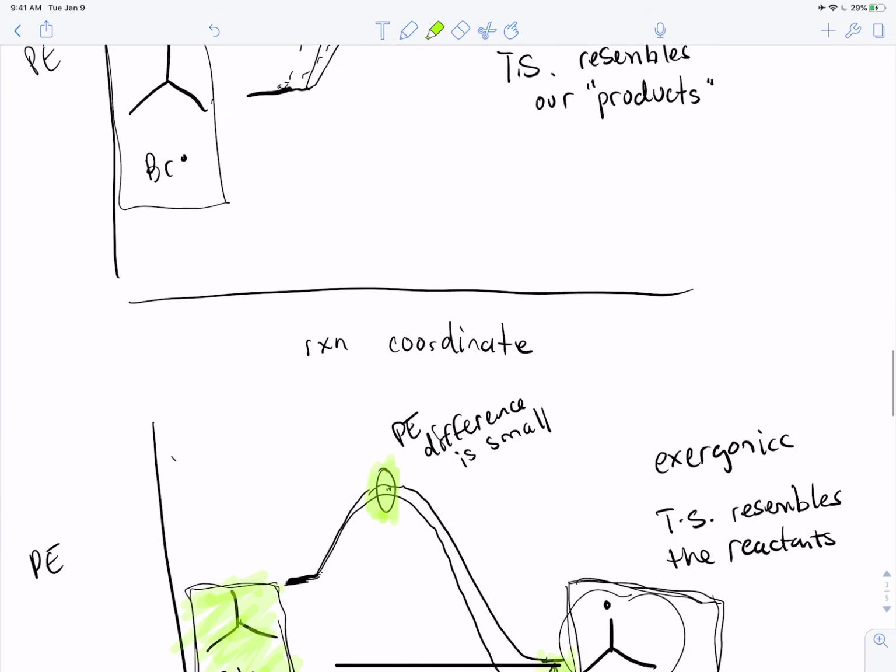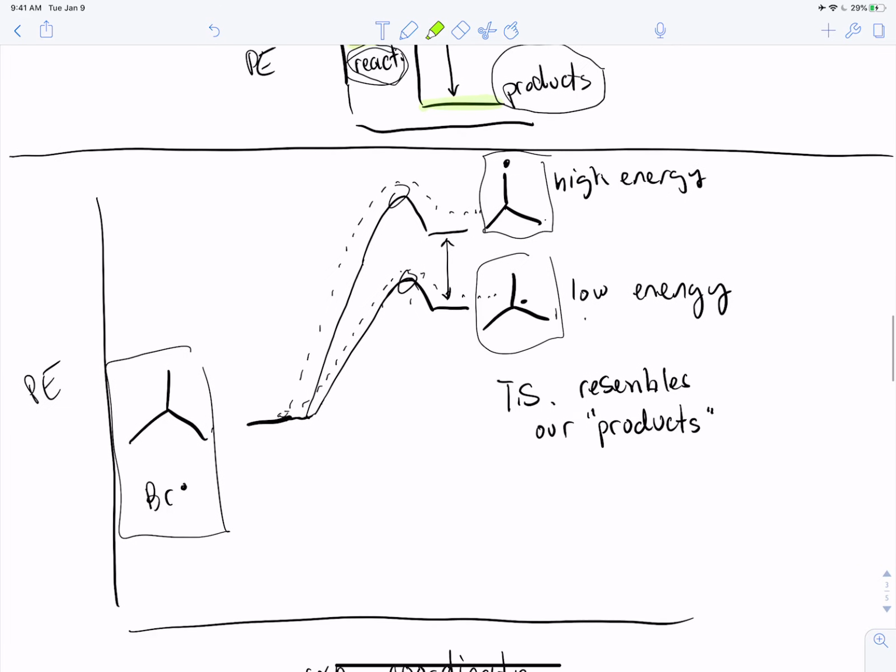And if we come back up here to the one with bromine, where things are endergonic, now what we see is, okay, the reactants don't look a lot like our transition state. The transition state, in fact, does look like our products. And so the potential energy gap between the products starts to match the potential energy gap in the transition state. So I know this is really heady, but that's sort of the thrust of it, right?